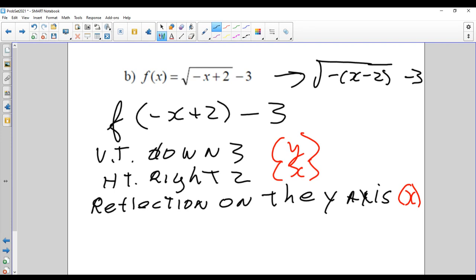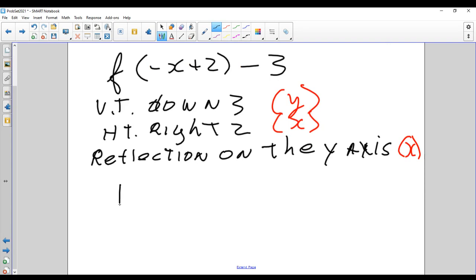Let me remind you what a square root function looks like on a graph. If it's just a regular square root of x function, it would look something like that. That's your typical square root of x function, right? We've seen that before, we know what that looks like.